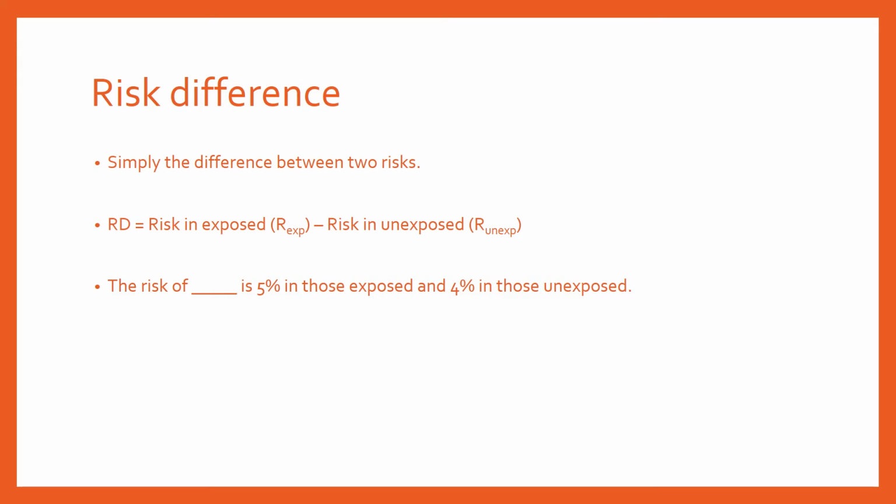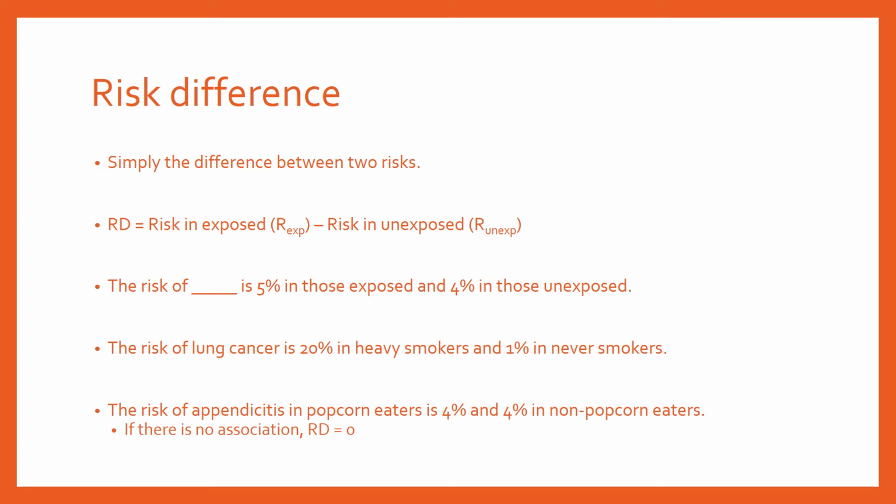So, for example, say the risk of neural tube defects is 5% in those exposed to folate deficiency and 4% in those unexposed. In this case, the risk difference would be 5 minus 4, so it would be a 1% difference. It's really just a very simple subtraction.